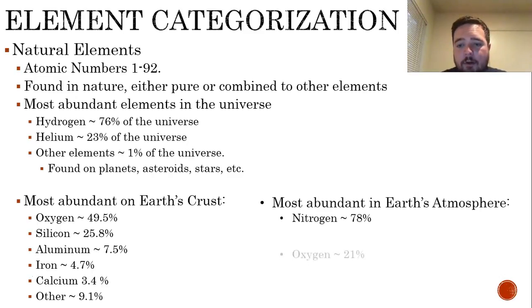Most abundant in Earth's atmosphere is nitrogen, which you would think would be oxygen, but it actually isn't. Oxygen only makes up 21% of it. So nitrogen is actually a majority of the air that you may breathe in and out on the daily. Argon, a noble gas, is about 1%, and then others only make up 0.05%.